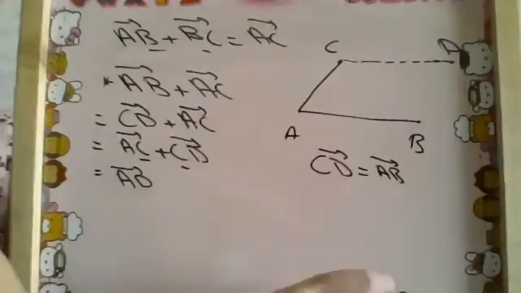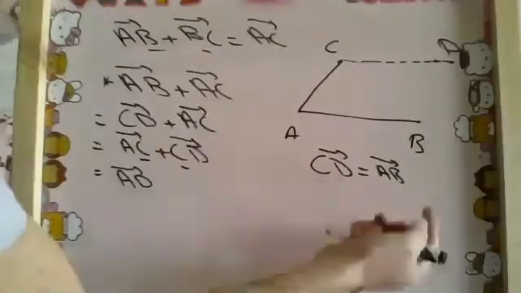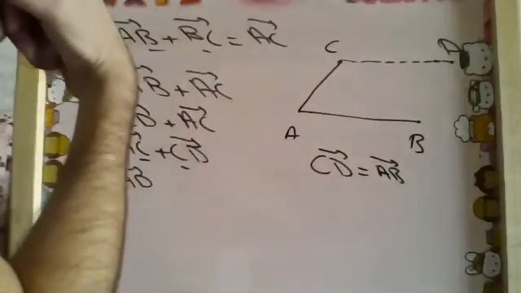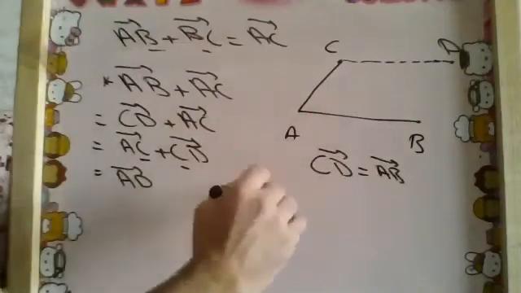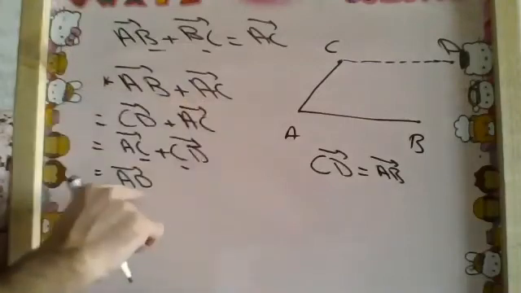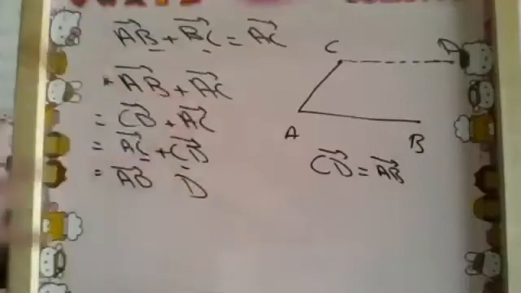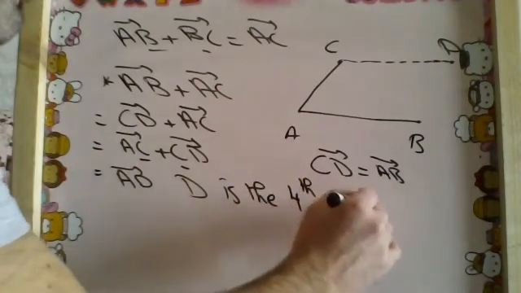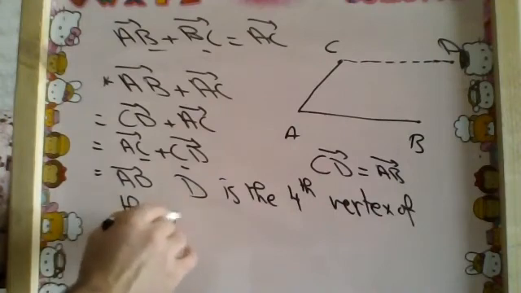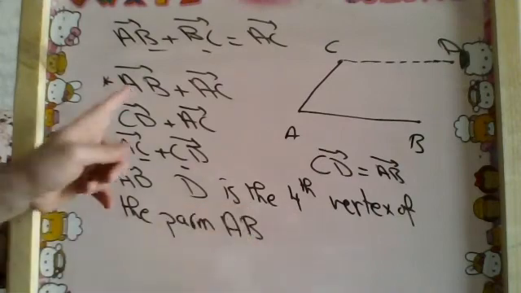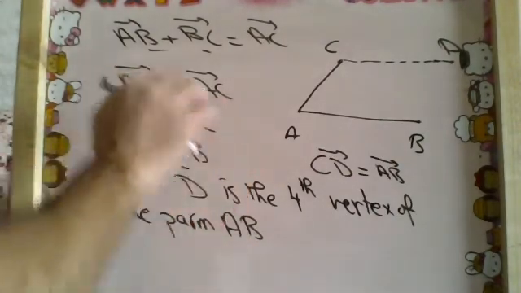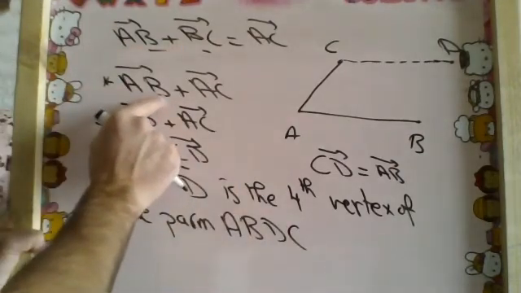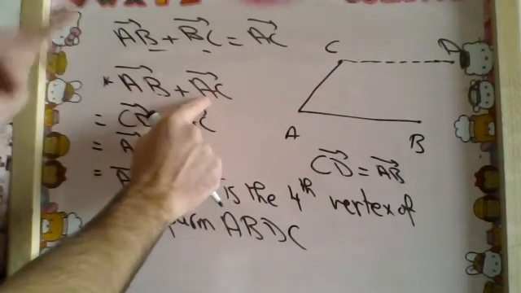If CD is equal to AB, what do we have? We said it a moment ago: it's a parallelogram. Name it: ABDC. So AB plus AC is equal to AD, where D, originally we don't have D, but I call D the fourth vertex of the parallelogram, ABDC.